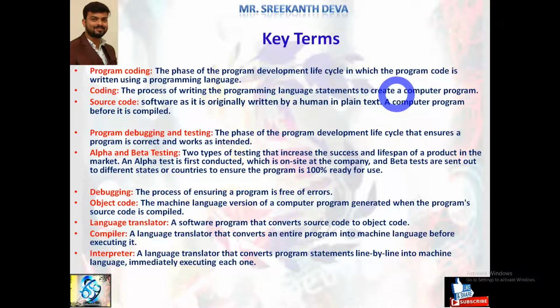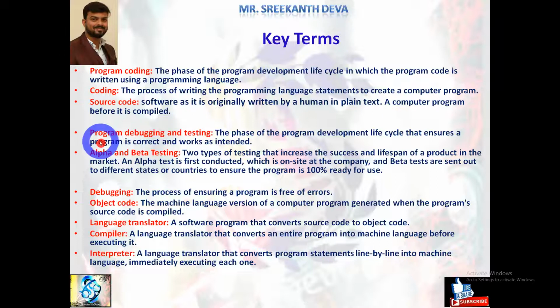We all become software engineers. Source code is software as it is originally written by humans, end users or programmers, generally in a high level language in plain text. It is a computer program before compilation: the code written in a high level language, user understandable or human understandable code.